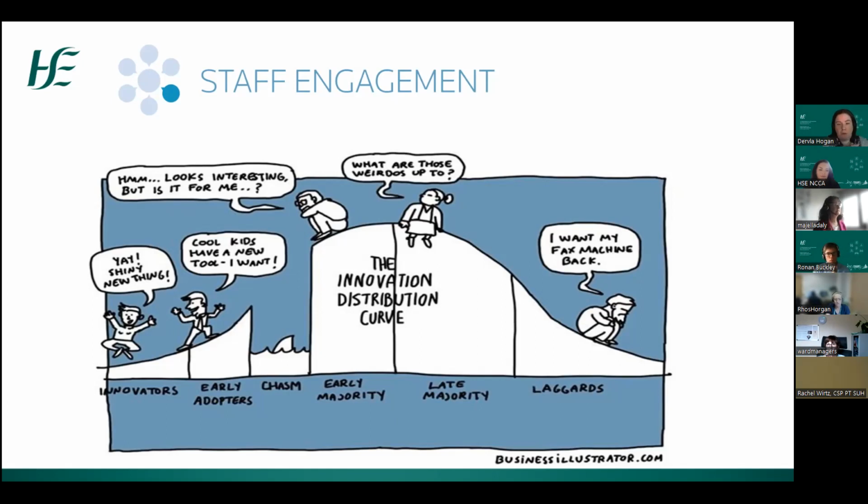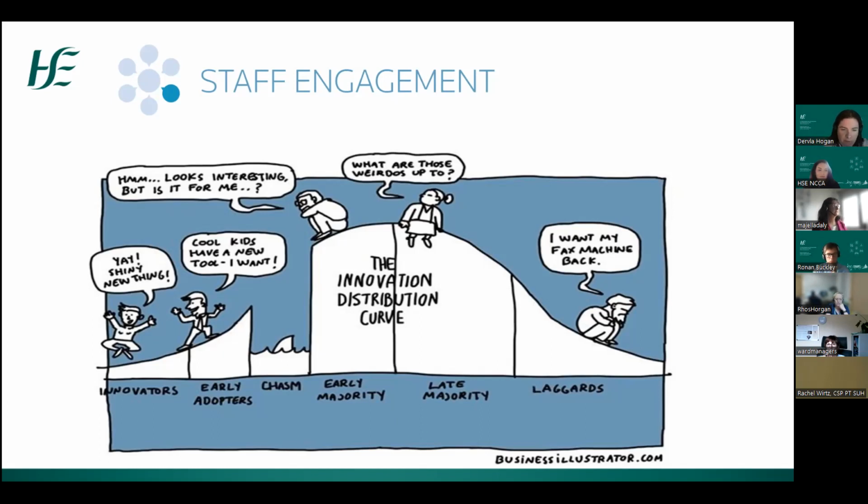Now, you might also remember that you will most likely need to manage your innovators and early adopters. They might get very excited. They might get very carried away. They'll be trying to run on. But at the same time, they might get distracted by something new again. So you need to try and keep them with you and bring them along.